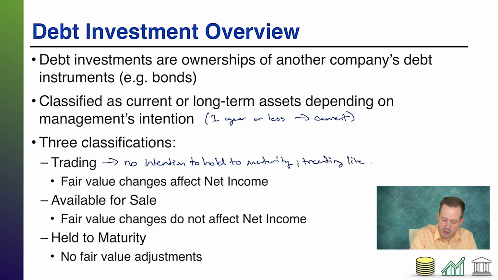Now, you'll notice right below here, I say any fair value changes. In other words, as the value of the investment changes, you are going to run those changes through net income, and you are going to update the balance sheet to reflect those changes. That may sound familiar to you. And if so, it's because we just talked about that in the equity investment lecture video.